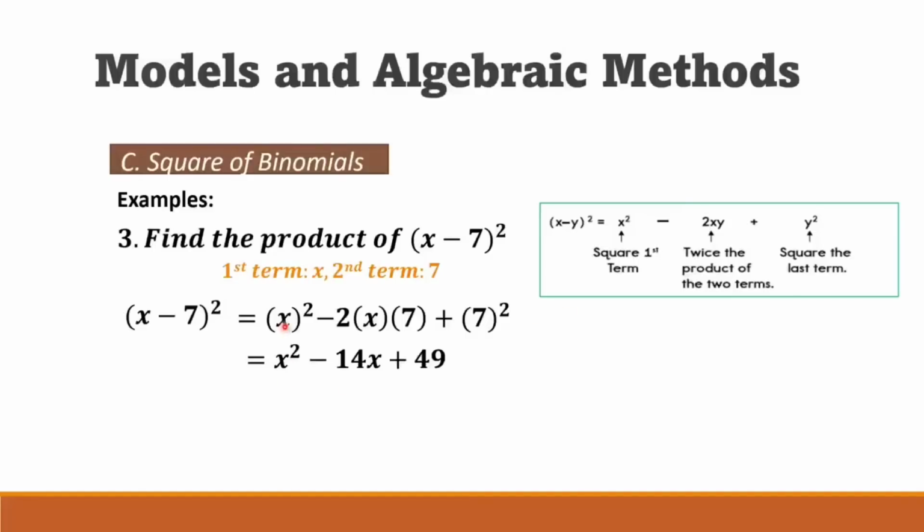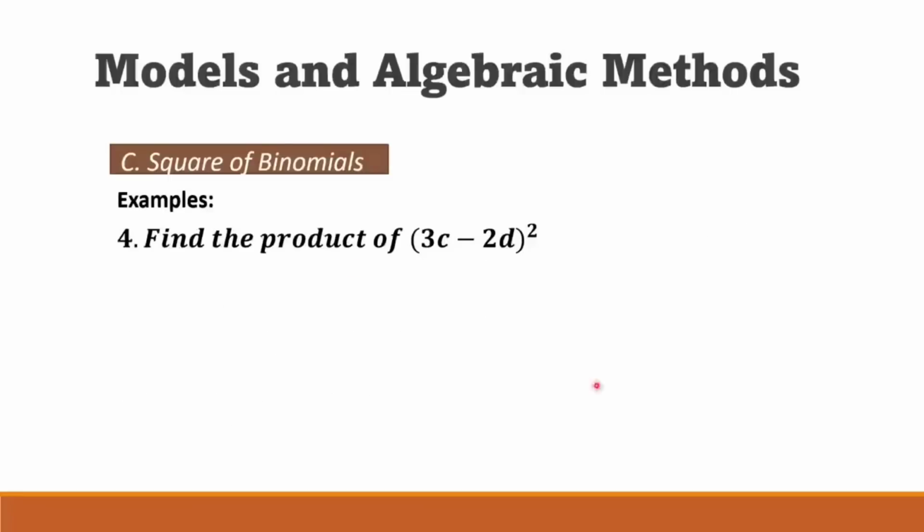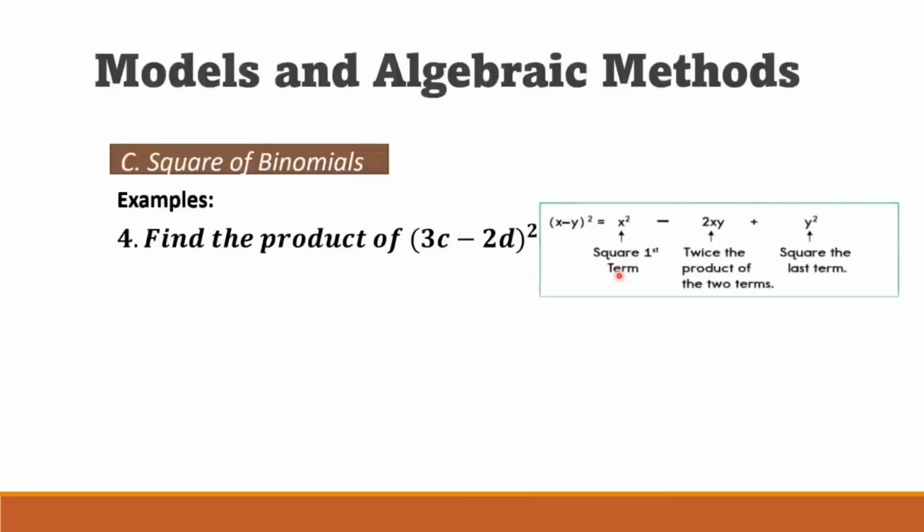So x, the quantity squared, is equal to x squared. Negative 2 times x times 7 is equal to negative 14x, and 7 squared is equal to 49. Therefore, x minus 7, the quantity squared, is equal to x squared minus 14x plus 49. For the fourth example, we have 3c minus 2d, the quantity squared. Again, we use this method. Our first term is 3c, our second term is 2d.